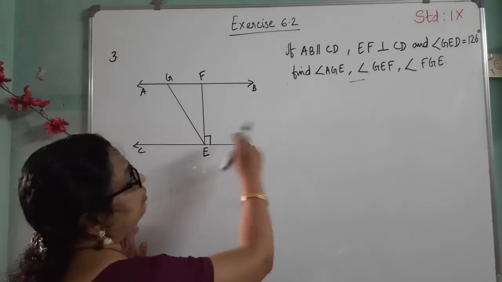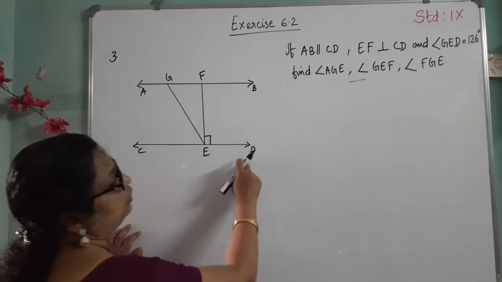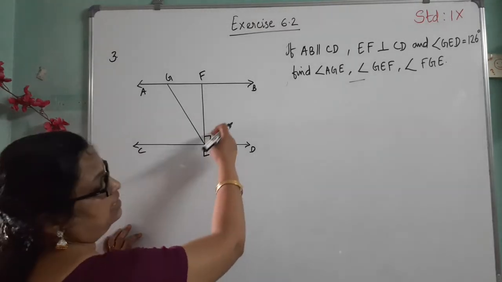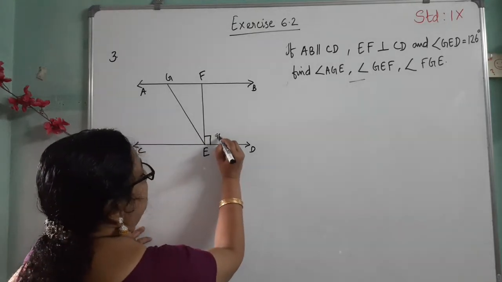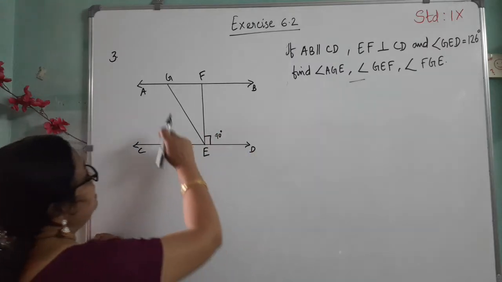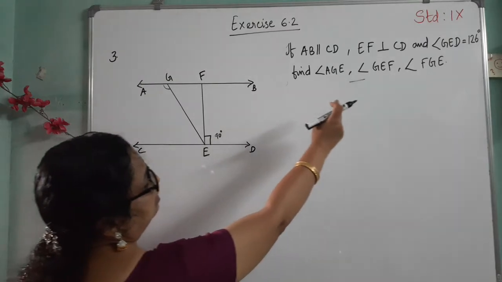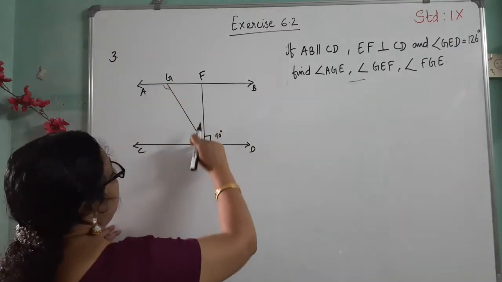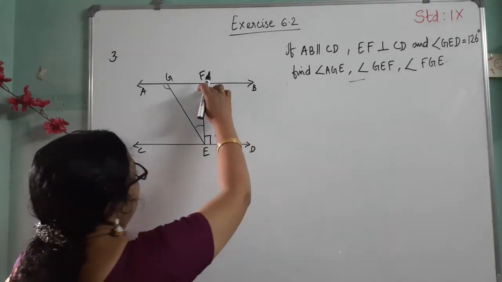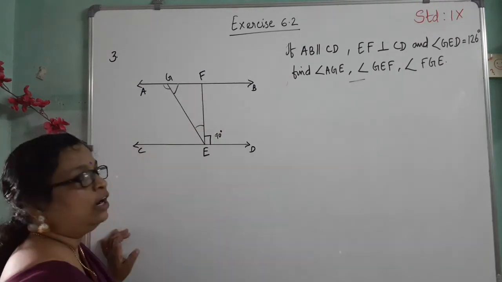Third question. From the figure, if AB is parallel to CD and EF is perpendicular to CD, that is, this angle is 90 degrees, then find angle AGE, this angle, angle GEF, this angle, and angle FGE, this angle. This we want to find.